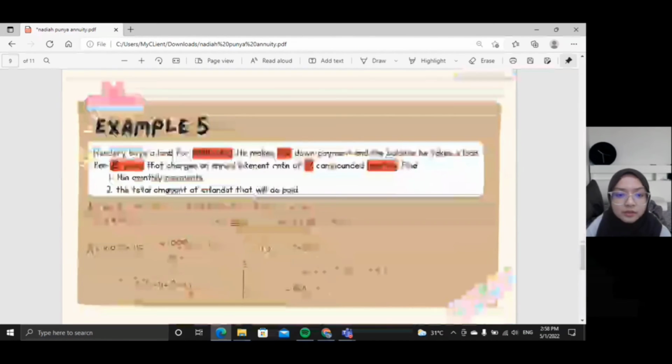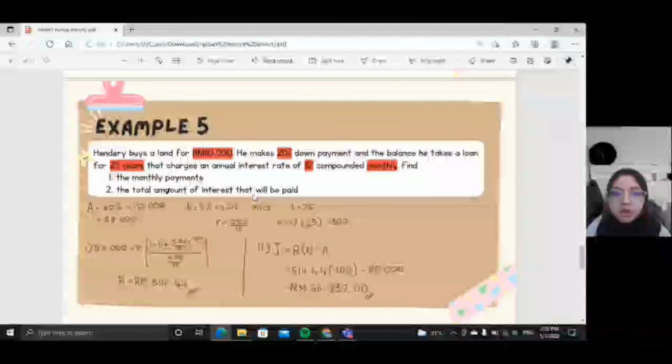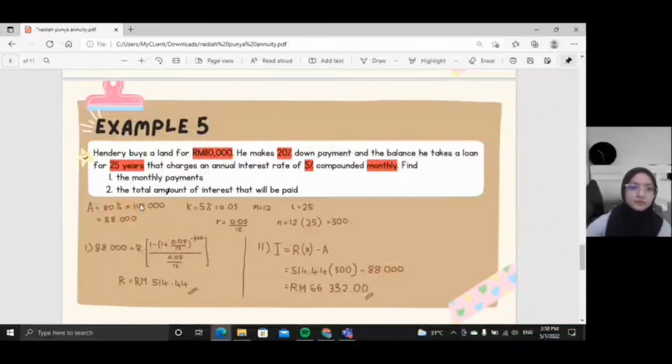Okay, next we will continue with example 5, the second question for present value. Henry buys the land for 110,000 ringgit. He makes a 20% down payment, and for the balance he takes a loan for 25 years that charges an annual interest rate of 5% compounded monthly. Find first the monthly payment, and second the total amount of interest that will be paid. Okay, read the question properly. It's a little bit tricky.